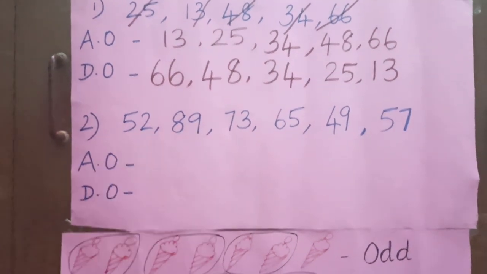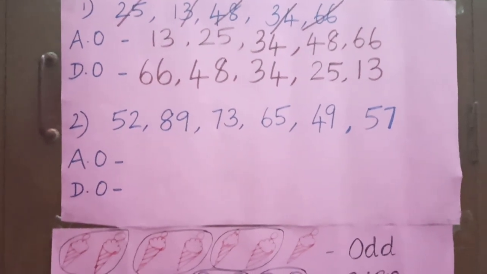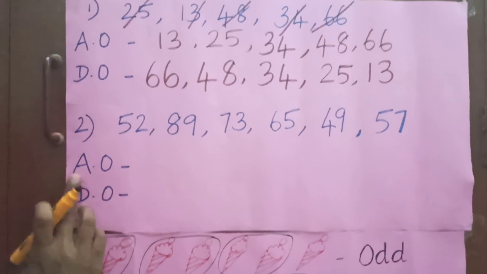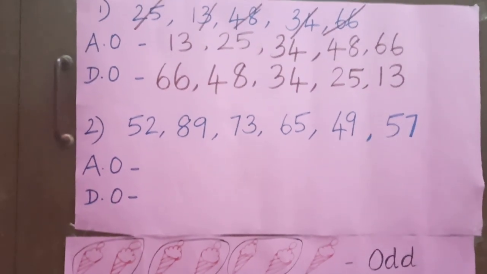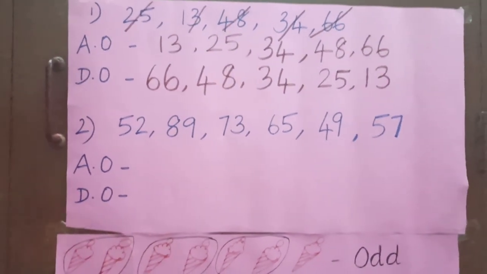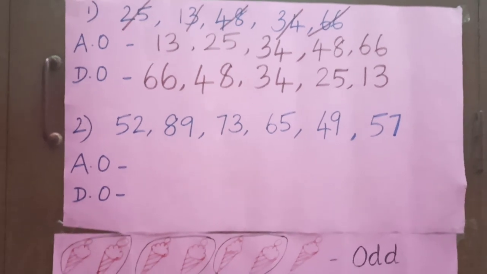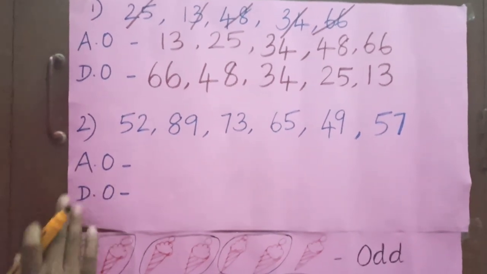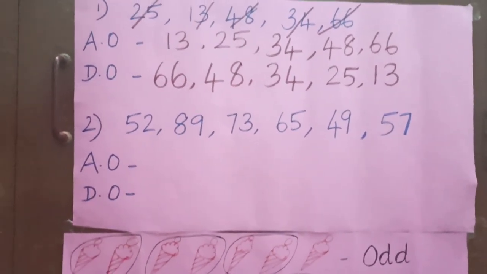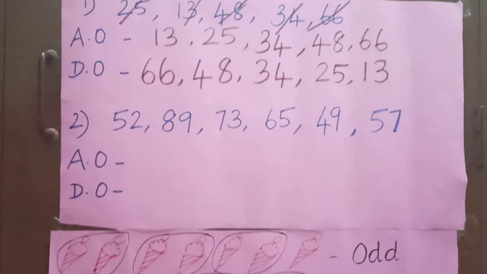Now come to the second sum. Here also we have to write ascending order and descending order. In some of the sums, you can write only ascending order or descending order. Here I have given both ascending order and descending order for your practice.